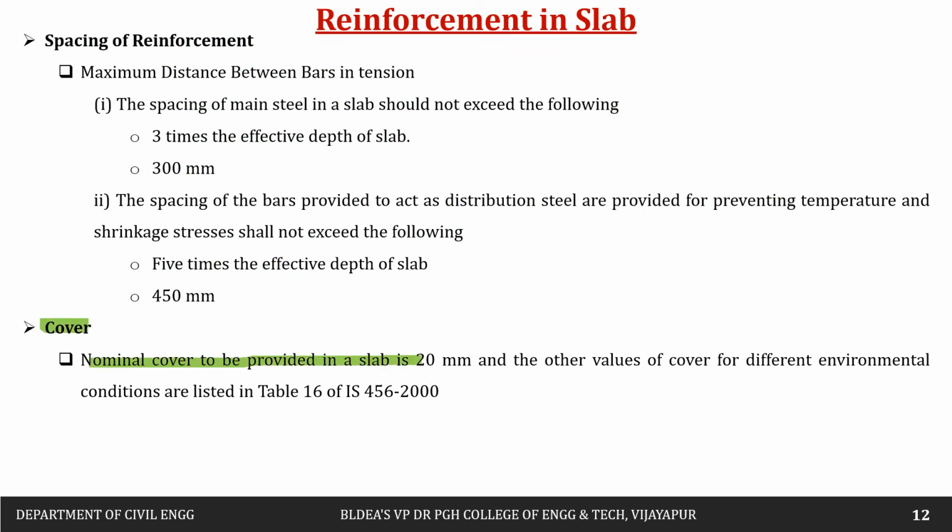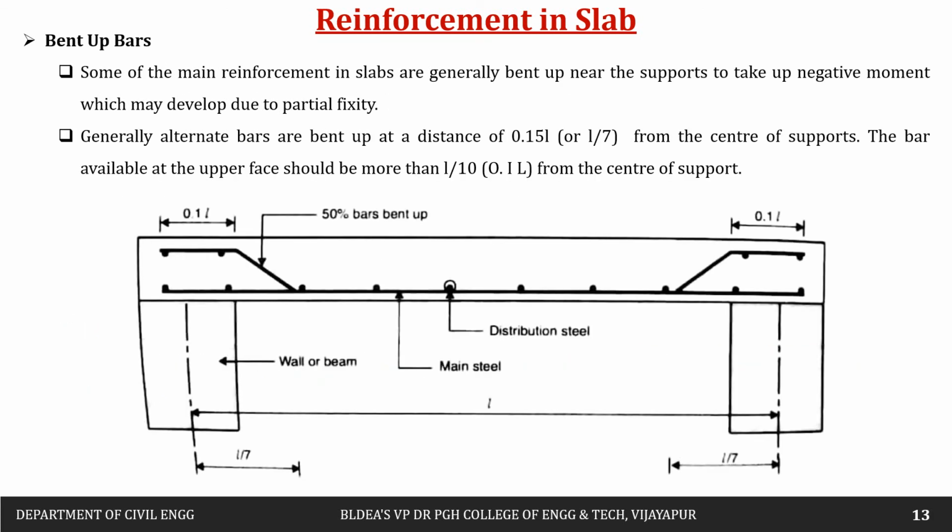Then next is what should be the cover which has to be provided. Nominal cover to be provided in a slab is 20 mm, and the other values of cover for different environmental conditions are listed in table 16 of IS 456. If you refer to IS 456, table number 16, they have given the cover.